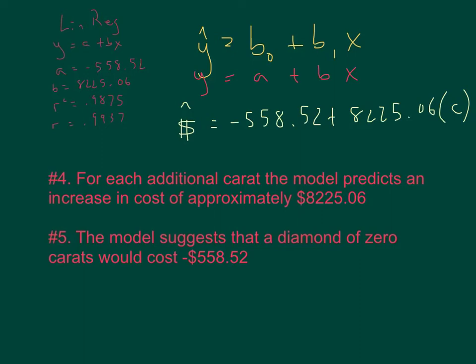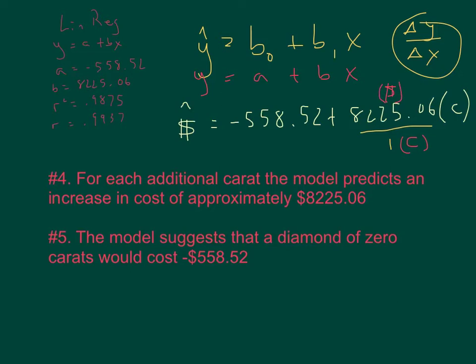So we're going to skip over number 3 and go right to number 4. Number 4 asks for an interpretation of the slope. So here's our slope. And remember that in Algebra 1, the slope is change in y, or rise, over change in x. In statistics, we're going to just put this over 1. So remember that this 8225 number is your change in y value, and the 1 is the change in x. So 1 refers to carats, and 8225 refers to dollars.